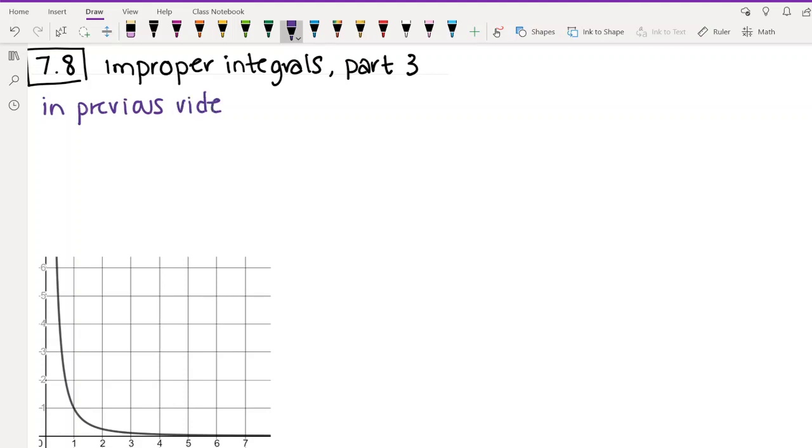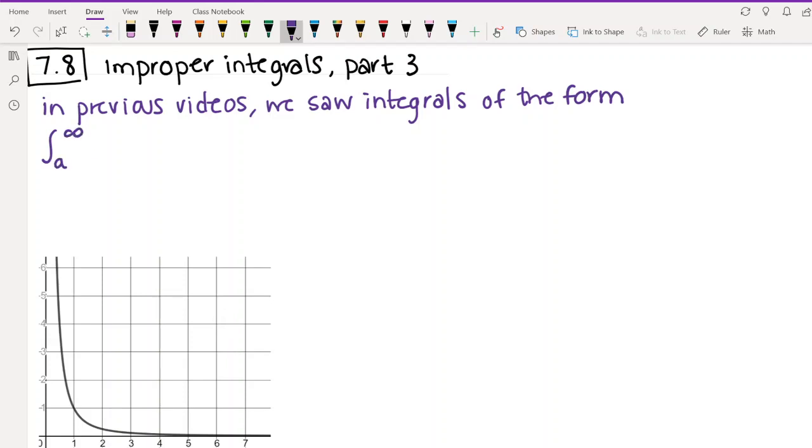we looked at integrals, we saw integrals that were of a form where one or both of the bounds were either positive or negative infinity. So that might have looked like the integral from a to infinity, the integral from negative infinity to b, dx. And then we also saw integrals of the form negative infinity to infinity.